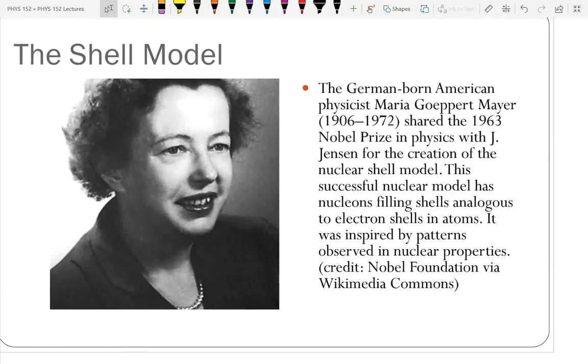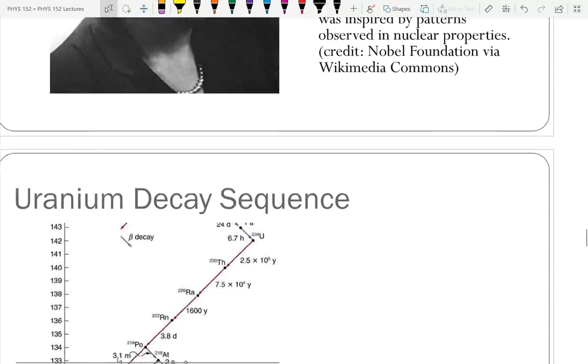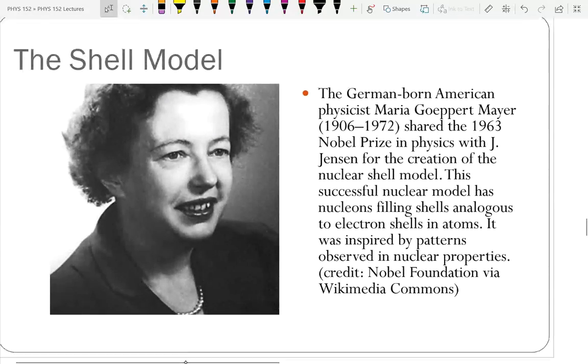Here's the thing on Maria Goeppert-Mayer. And yes, she does have a Nobel Prize.